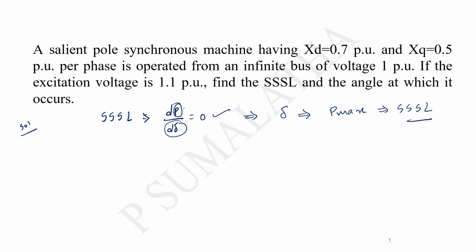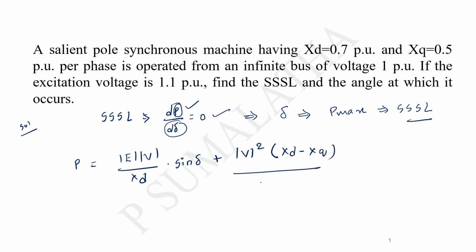So first let us find the equation for power. P equals mod E mod V divided by xd into sin del plus mod V square into (xd minus xq) divided by 2 xd xq into sin 2 del. This is the equation for power under salient pole condition.